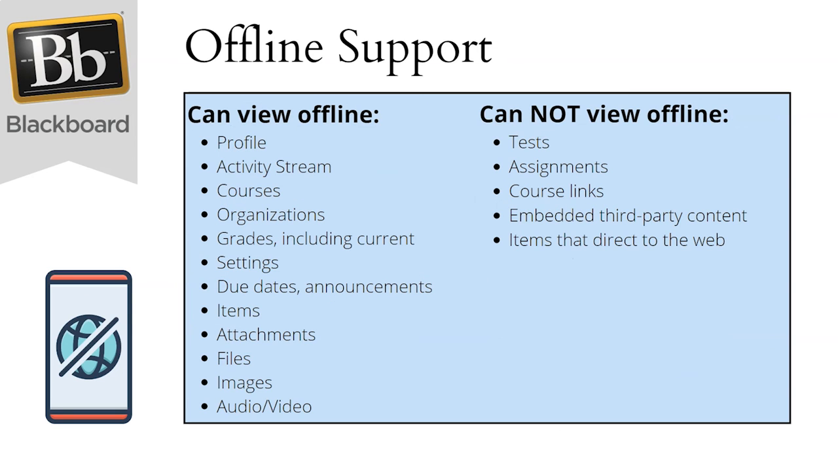Now, I mentioned before offline supported content. So certain items can be viewed offline and certain items cannot. For instance, interactive items like tests and assignments cannot be viewed offline, and anything that links to the internet or to another place on the web cannot be viewed offline. But things that you can view include your own profile, your activity stream, your courses, your organizations, your current grades, settings for the course, due dates, announcements, items, attachment files, images, and even audio and video. But again, this can only be viewed offline if you've already downloaded them previously.